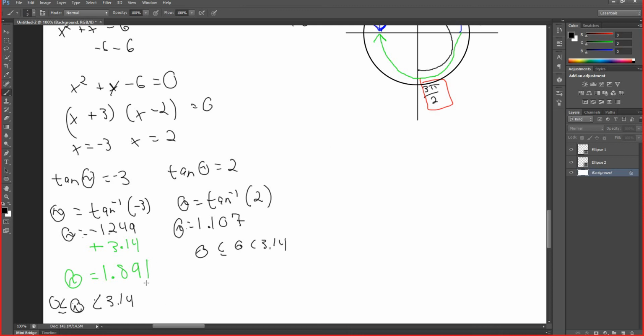So this again comes to the fact that tangent is a periodic function. So this angle, which was at -1.249, will repeat. So we'll have -3 again at angle 1.891.